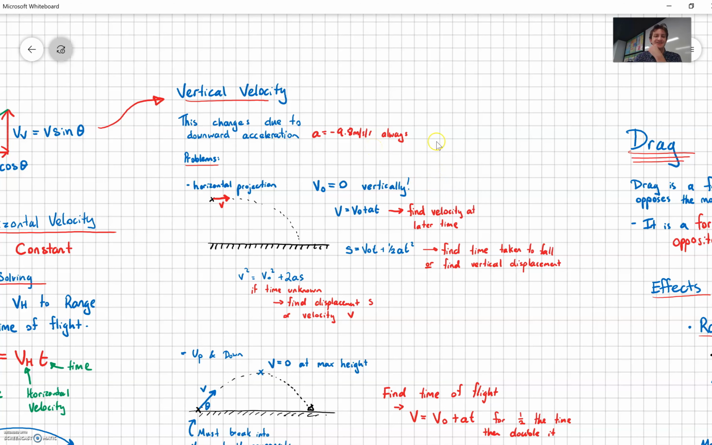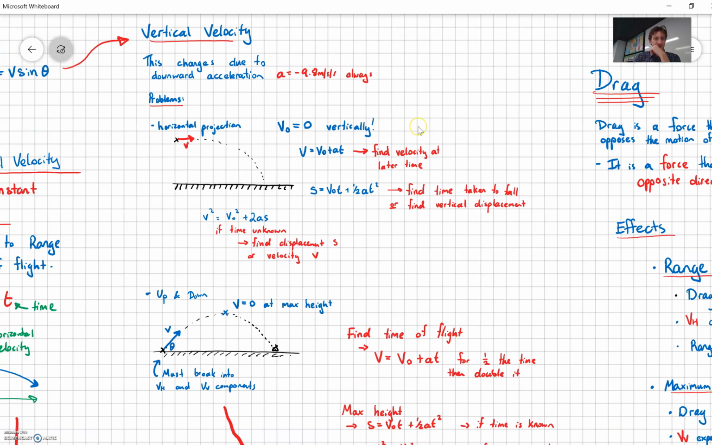Different problems that you could get that involve using the vertical direction could be a horizontal projection, where you've got something that's just going left to right, starting off with a velocity that's entirely horizontal. So if you have a case like this, you need to know that the velocity in the vertical direction is equal to 0 to start off with, because we've just got an entirely horizontal velocity to begin with. So we can actually, in the vertical direction, use v0 equals 0 as our starting vertical velocity, because there's no going up or down here to begin with.